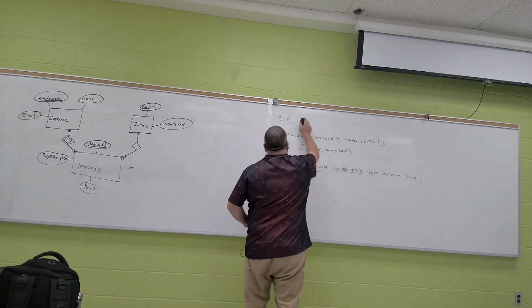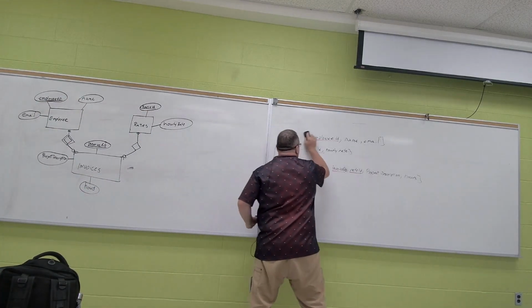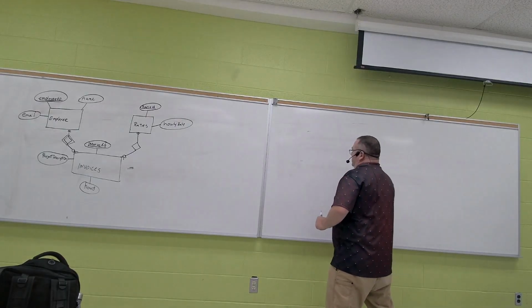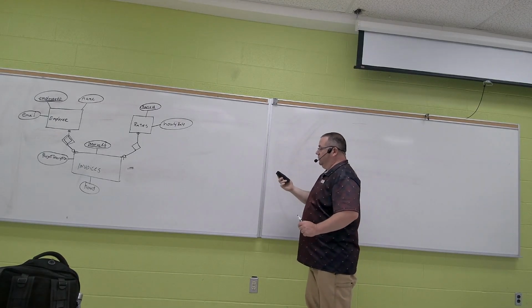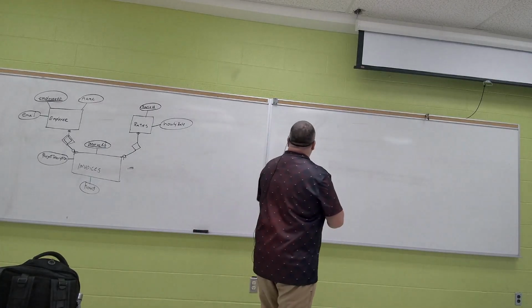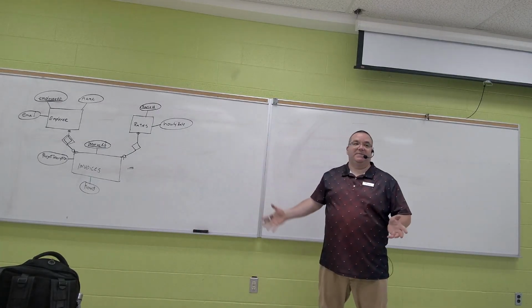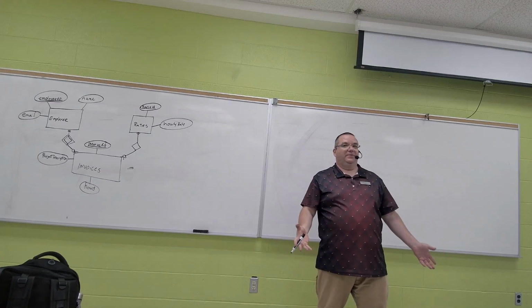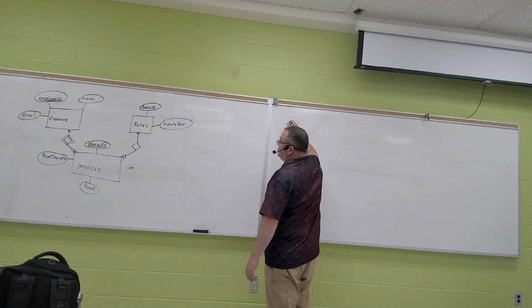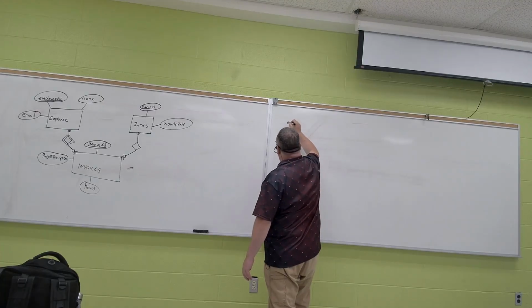So now we're going to go to the physical diagram. All right, so again, we have three entities. That means we're going to have how many tables? 3 tables. All right, so we're going to start with our employee table.